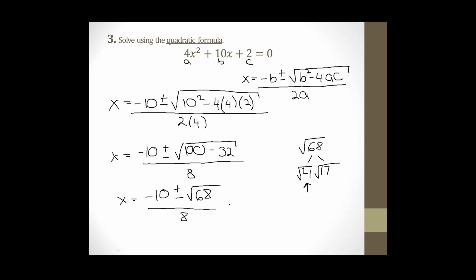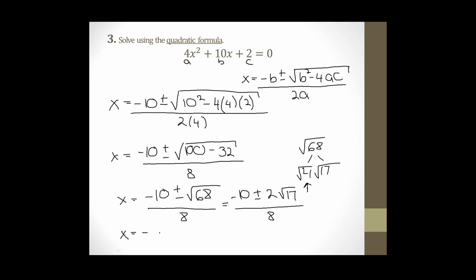Okay, so now I can take the square root of 4, negative 10 plus minus, which is 2, and then I have left the square root of 17, all over 8. My last step is, because this is basically a fraction, and fractions we always have to check if we can simplify or reduce. So right here I see 10, 8, and 2, and they all share a common factor of 2. So I could reduce this by dividing each term by 2.